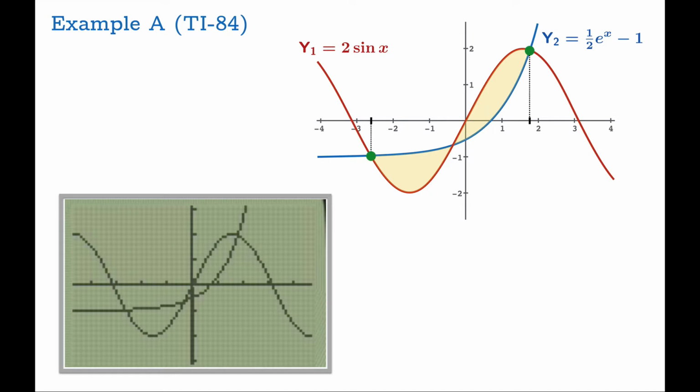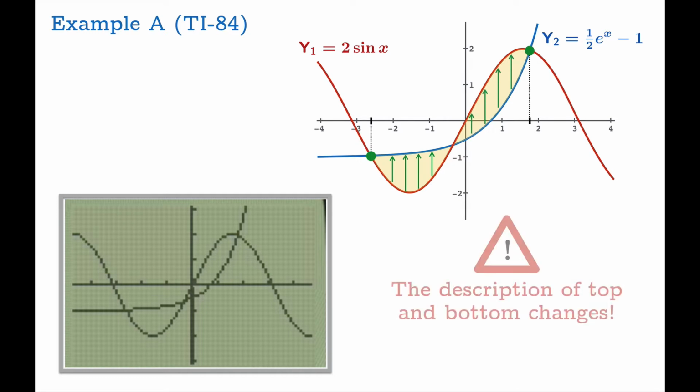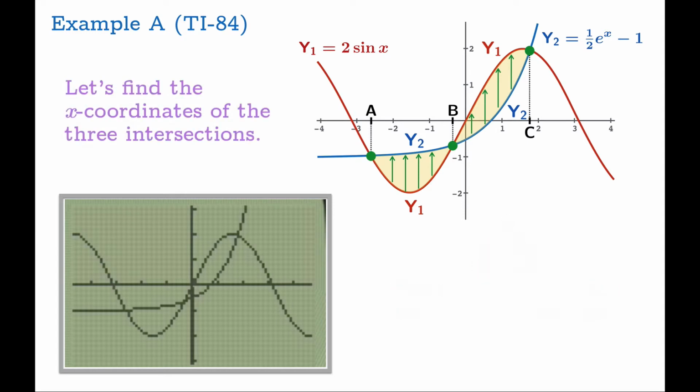Certainly we'll be interested in these two intersection points since they clearly constitute the smallest and largest value of x on our region. But we'll notice something else. When we look from the bottom to the top, the description of the top and bottom changes. In particular, first, we start with y2 being the top function and y1 being the bottom function. But then there's a transition which occurs here, and the roles switch. So we need to find 3 intersections in this case. So let's find the x-coordinates of the 3 intersections.